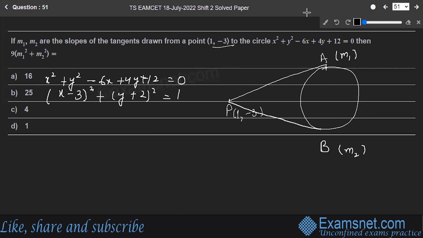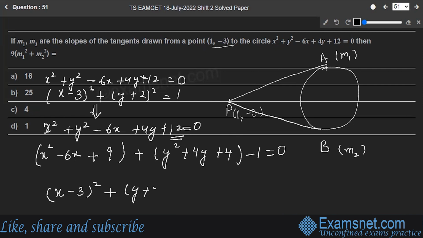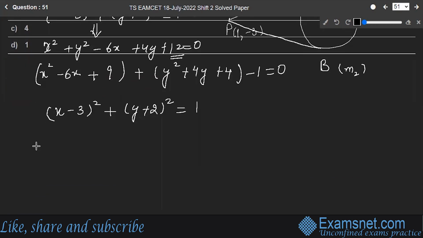Okay, let's discuss it once again, how we can do this. The original equation was x squared plus y squared minus 6x plus 4y plus 12 is equal to 0. X square minus 6x plus 9 and y square plus 4y plus 4. I have subtracted a 1 also from here because this will be 13 then. So this will be x minus 3 whole square plus y plus 2 whole square is equal to 1. Right?